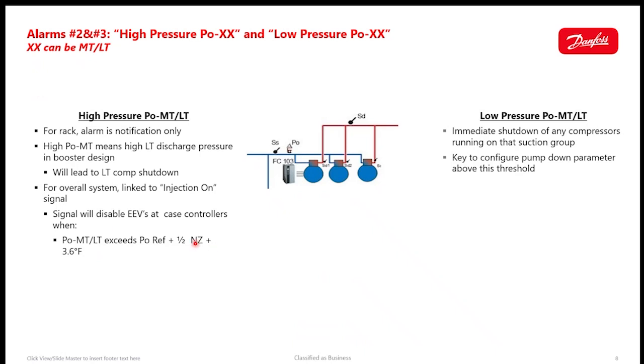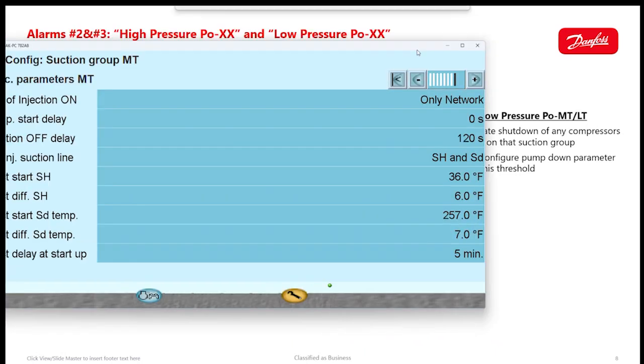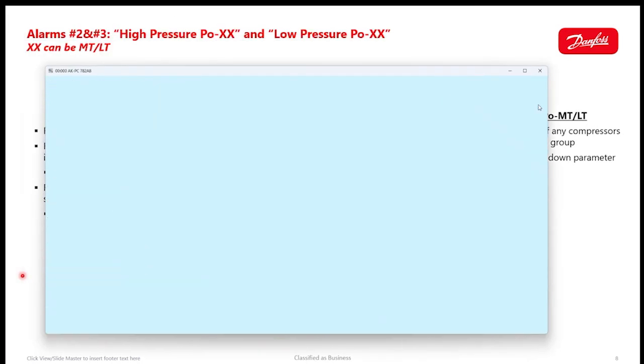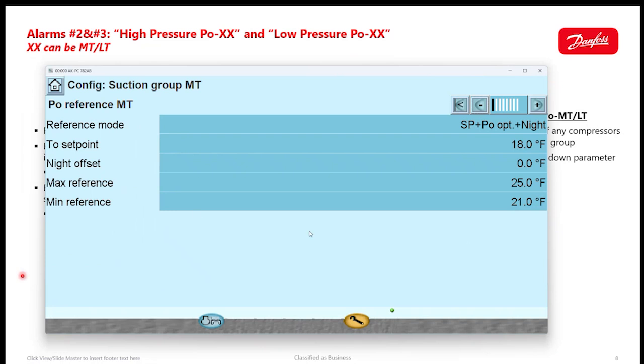Now, if you're looking to do this calculation to see exactly when that injection signal can go off for a given design, back in our suction area of the program, we have our set point here. We're still under our suction group MT configuration.